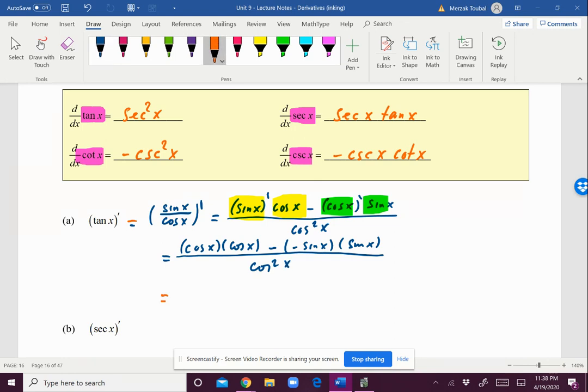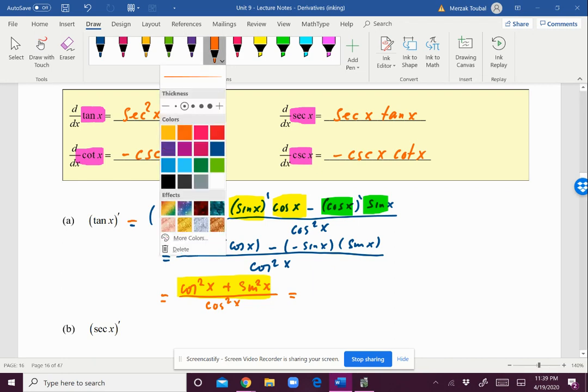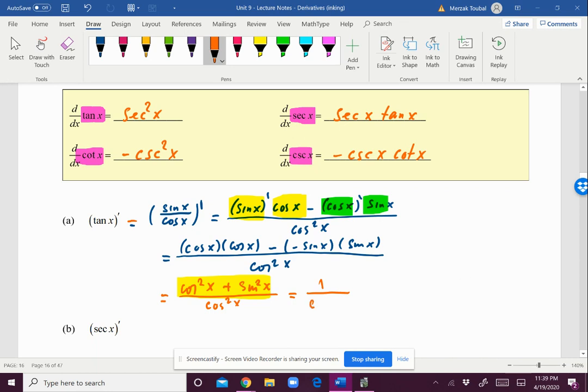Now, cosine times cosine is cosine squared. Minus is plus. Sine times sine is sine squared. All divided by cosine squared x. Again, we are looking at the Pythagorean identity, which says cosine squared plus sine squared is 1. So cosine squared plus sine squared is 1 over cosine squared.